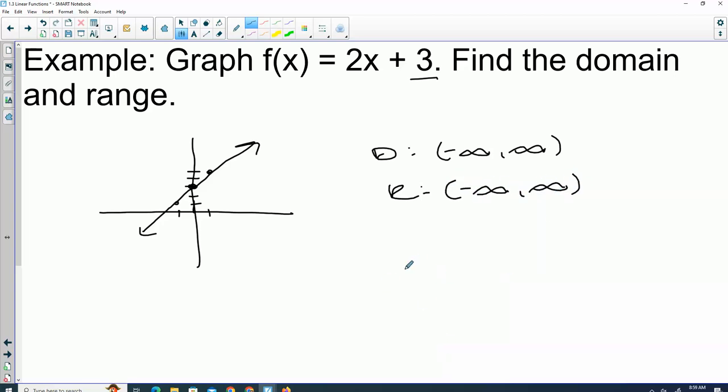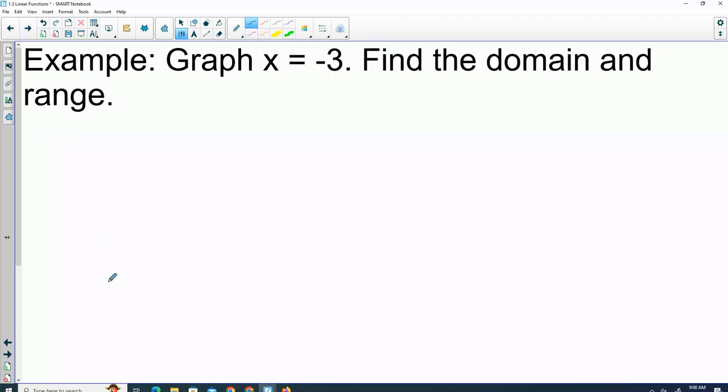All right. What if I give you this one? So x equals negative 3. Straight line. So if it's x equals, that is a vertical line, so up and down. It's hitting our x-axis at negative 3.